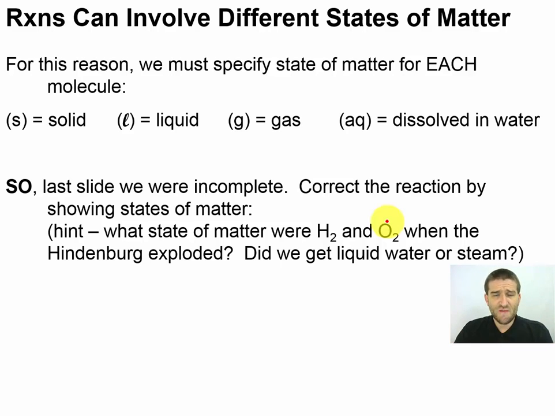Now, you know the states of matter for hydrogen and oxygen, typically. And I'll also point out that if you started out with both of those, like in the case of the Hindenburg when it exploded, did it start raining immediately, or did you have steam? So go ahead, pause the video for a moment, and write down what your states of matter should be in your balanced chemical equation for hydrogen reacting with oxygen.